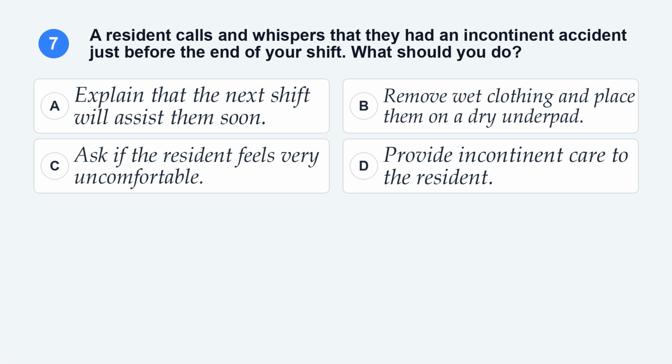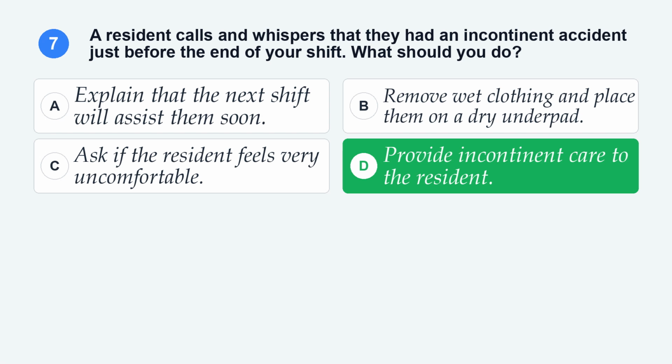Question 7. A resident calls and whispers that they had an incontinent accident just before the end of your shift. What should you do? Option A. Explain that the next shift will assist them soon. Option B. Remove wet clothing and place them on a dry underpad. Option C. Ask if the resident feels very uncomfortable. Option D. Provide incontinent care to the resident.